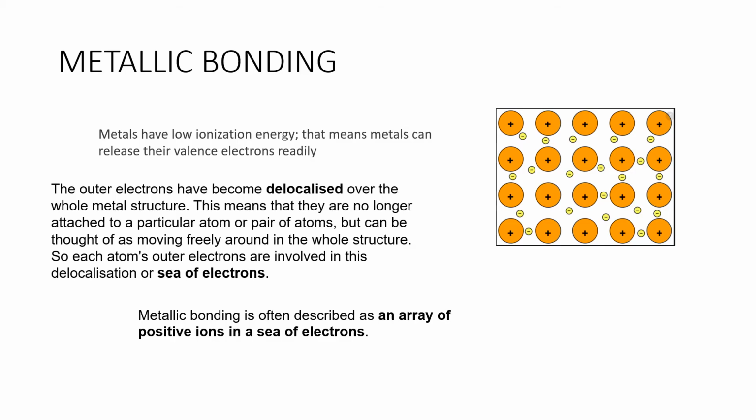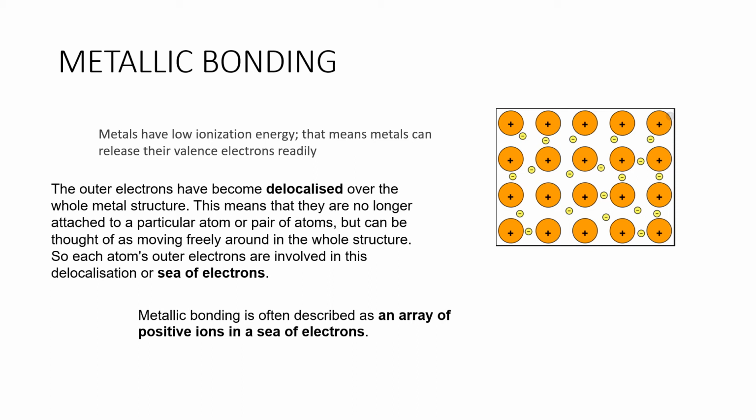We continue with metallic bonding. Metals have low ionization energy. That means that the energy needed to release the electrons from the atom is quite low, a small quantity of energy needed. It means that metals easily remove the valence electron from the atom.